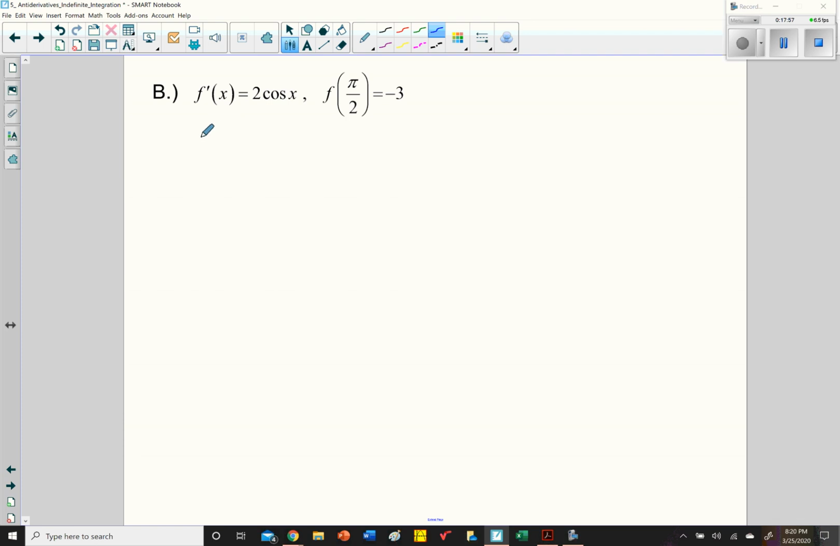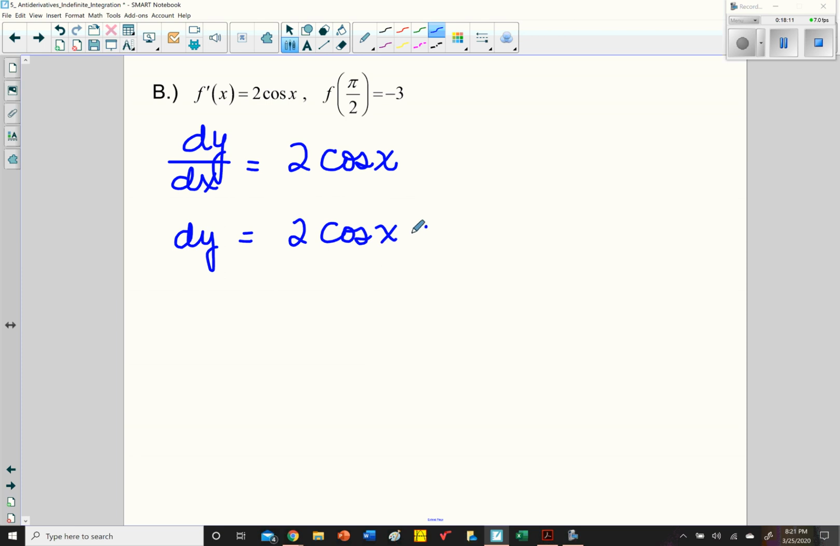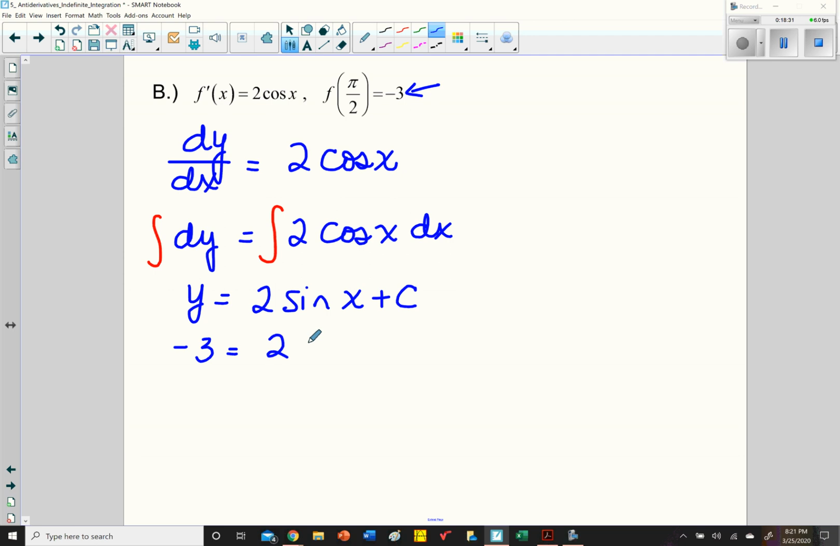In this example, we have dy/dx is 2 cosine x. We want to separate the operators to put dy on one side and 2 cosine x dx on the other. Integrating both sides to get the general solution, y is 2 sine x plus a constant. We're going to substitute negative 3 for y and pi over 2 for x to find the constant of integration.